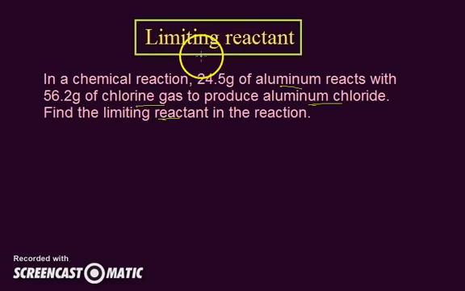In these problems, we always write the balanced chemical equation at first. Let's write the balanced chemical equation. Aluminum is the first reactant and its symbol is Al. It reacts with chlorine gas. Its symbol is Cl2. And they produce aluminum chloride. Let's write the formula of aluminum chloride.